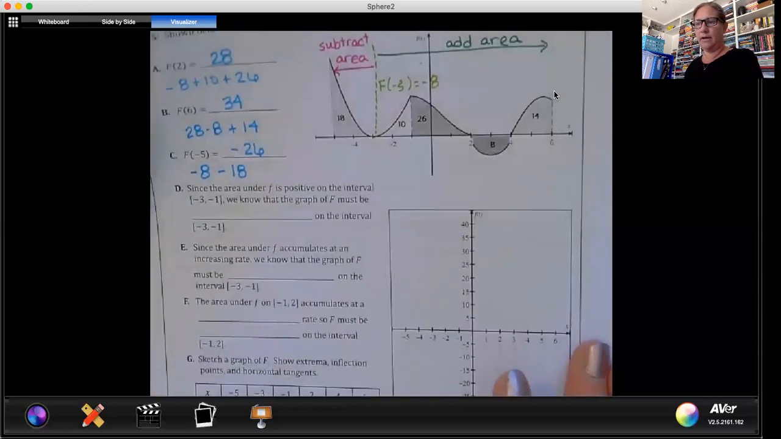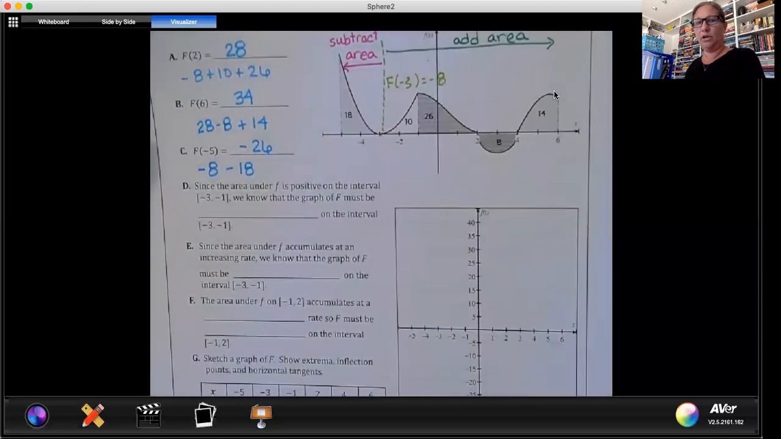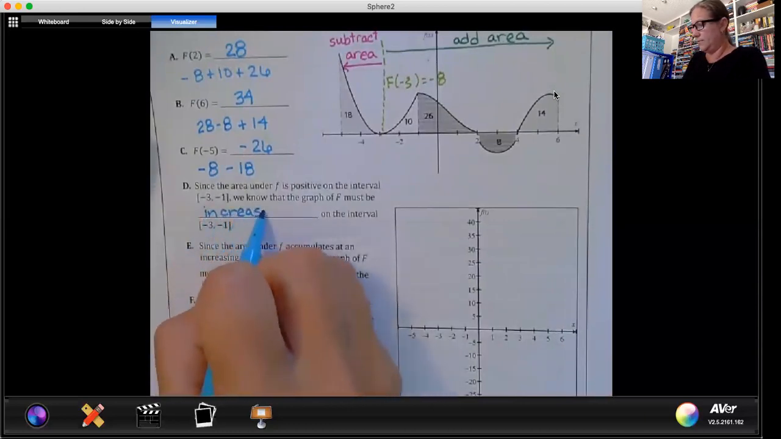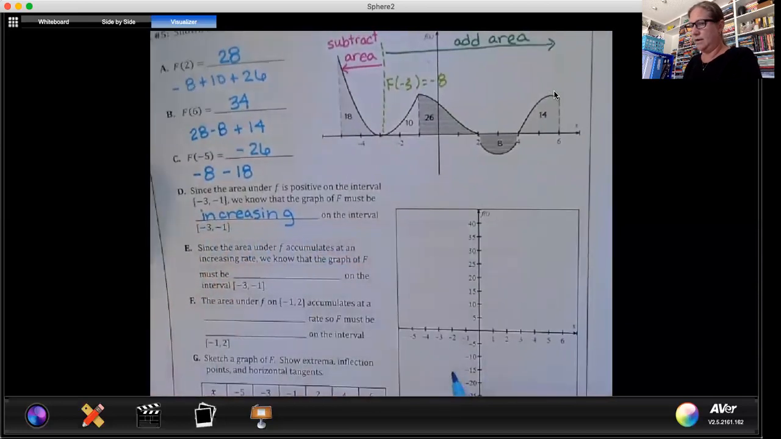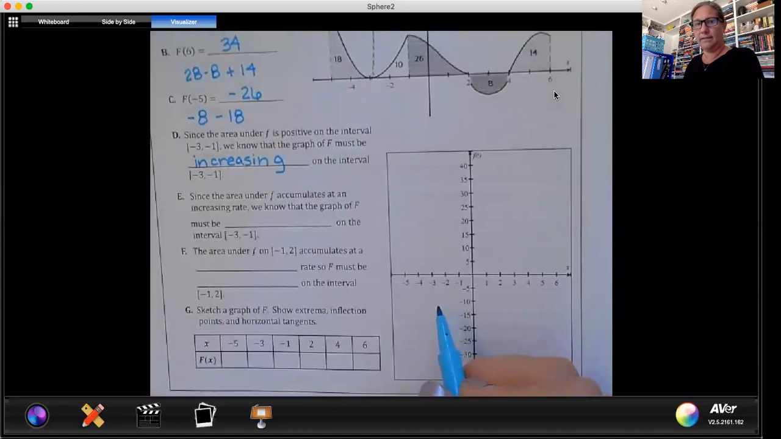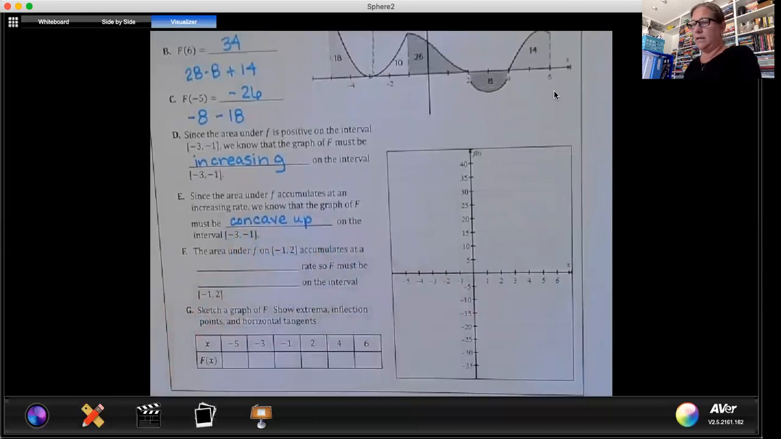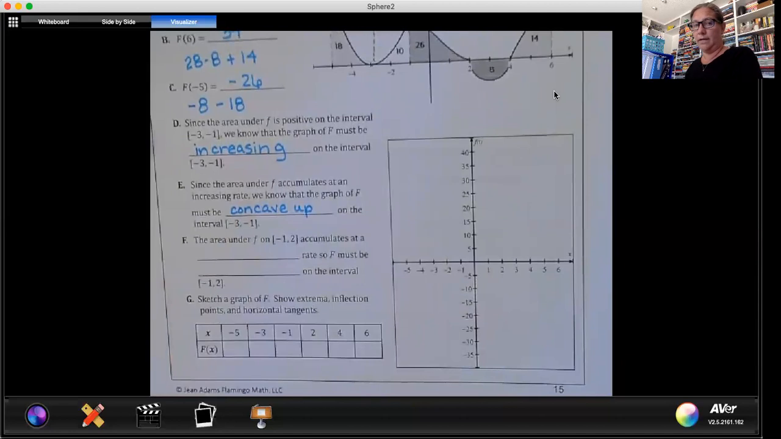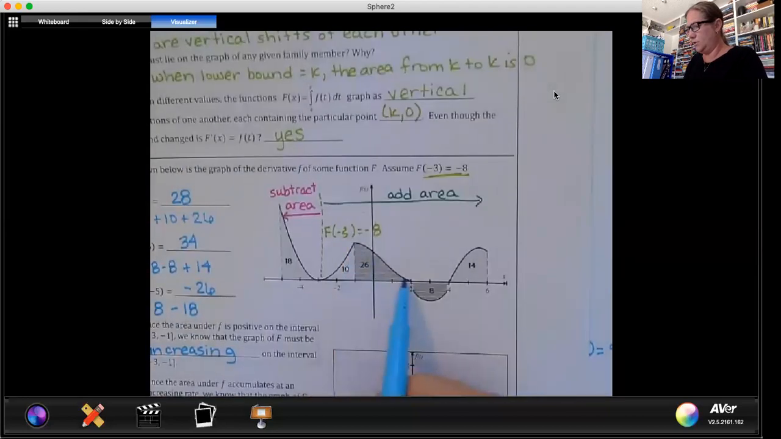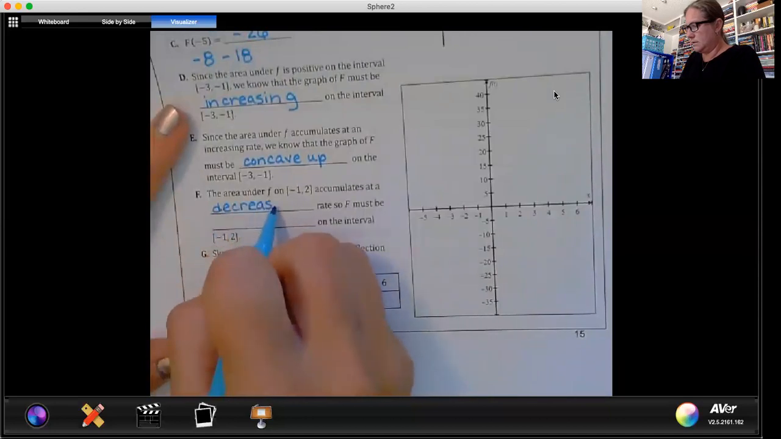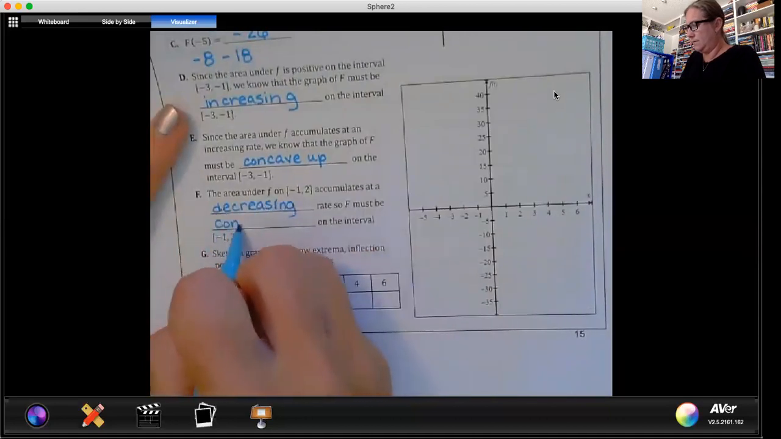So since the area under f is positive on the interval from negative 3 to negative 1, we know the graph of capital F must be increasing on this interval. And since the area under f accumulates at an increasing rate, we then look at the second derivative, we know the graph of F must be concave up. The area under f from negative 1 to 2, looking at your graph, is decreasing. So F must be concave down.